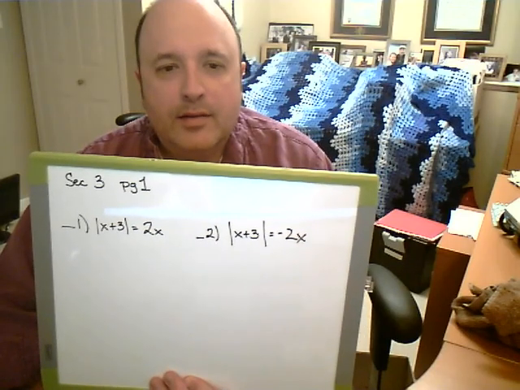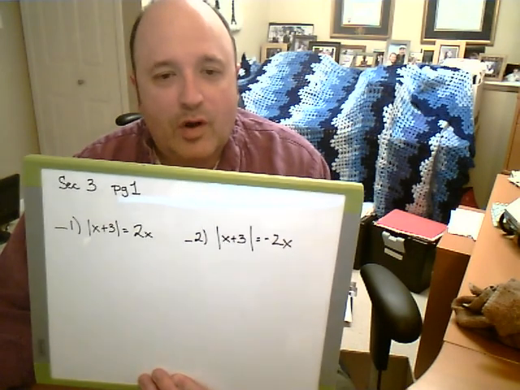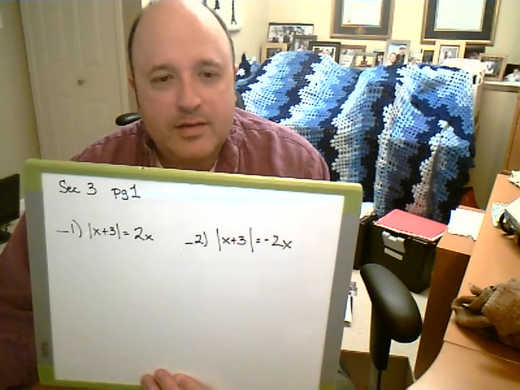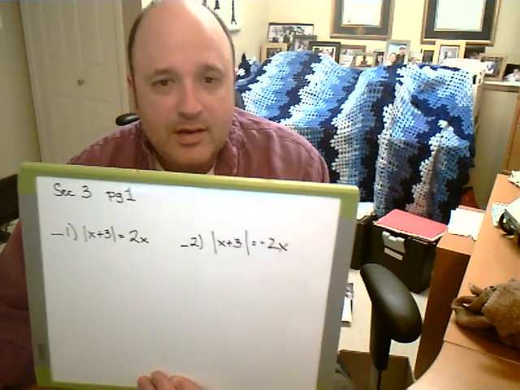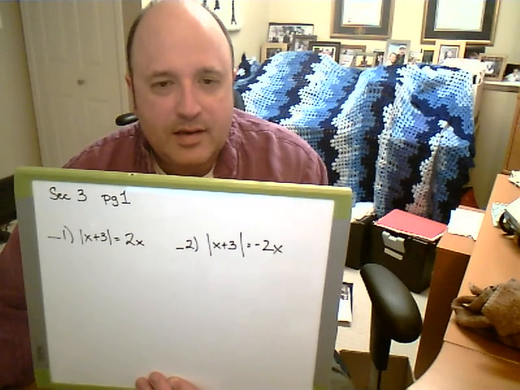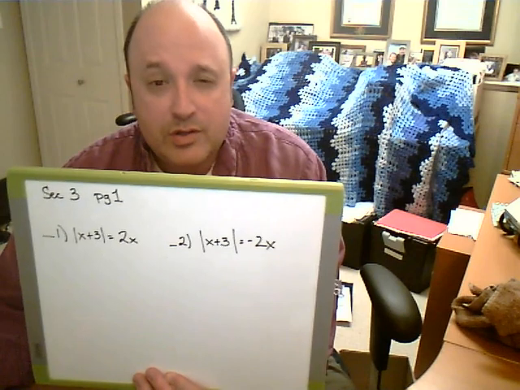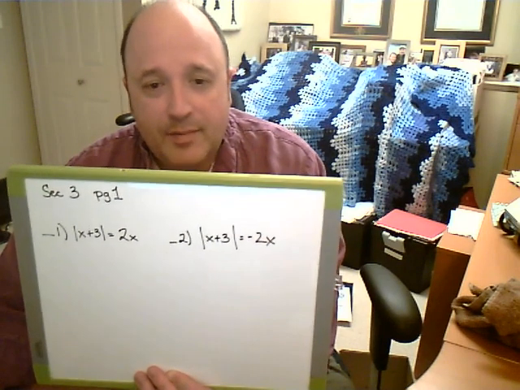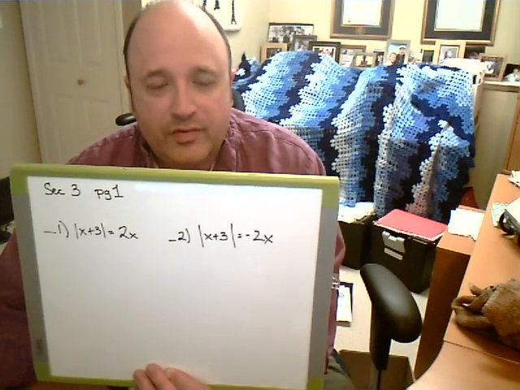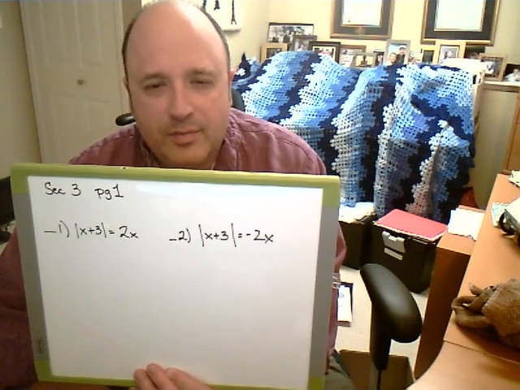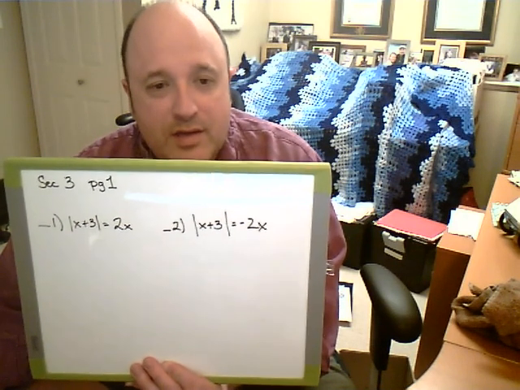Alright, so let's go down to section 3 on page 1 and have a look at questions number 1 and 2. They're almost identical, except that one is equal to positive 2x and the other question has it equal to negative 2x. We solved a problem like this in the last lesson, part 1 of Complex Algebra. If you're not quite sure how to manage that, you might want to go back to that video. It's in the first half of it for sure, probably near the middle. So anyways, let's solve this guy here.